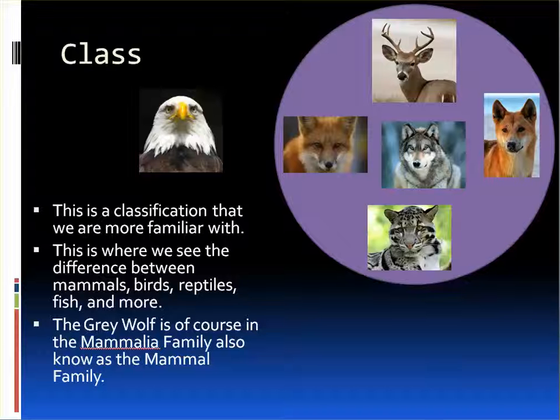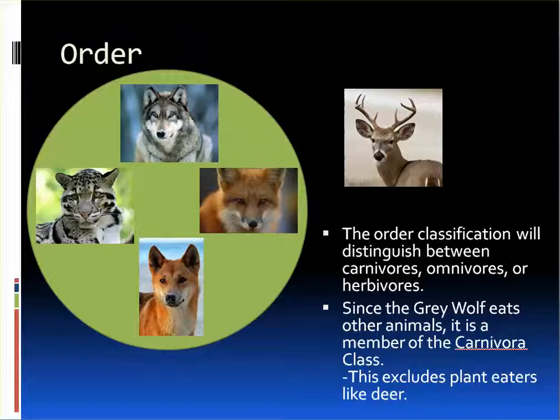Something else you're also familiar with is the difference between meat eaters, plant eaters, and those who eat both. The gray wolf, clouded leopard, fox, and dingo are carnivores, which therefore fall under the Carnivora order. However, the deer is a plant eater, so he falls under the herbivore group. Now we're going to move down to another breakdown. As you can see at this point, we're getting very close to distinguishing the gray wolf from any other animal.